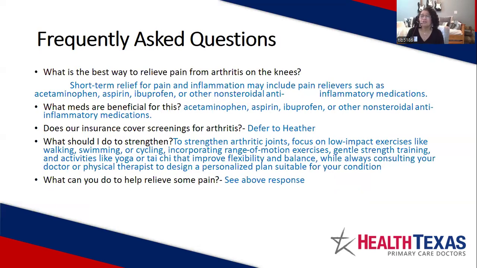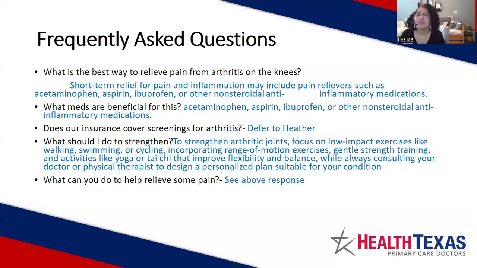Next slide. So I want to address some of the questions that were posted, and then I will take questions from the audience. What is the best way to relieve pain from arthritis on the knees? Well, of course, one of the things we talked about was the short-term pain relief and the inflammation that is caused by this. So what we want to do is to make sure we're using non-steroidal anti-inflammatory drugs such as acetaminophen, aspirin, ibuprofen, or other non-steroidal anti-inflammatory medications.